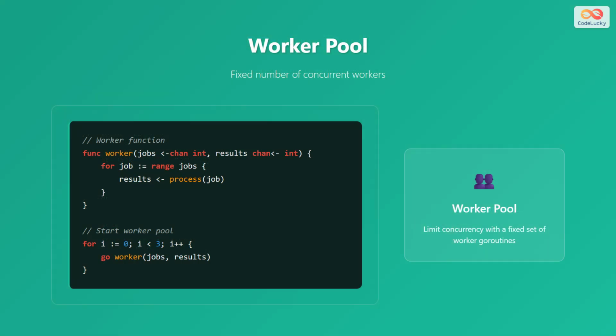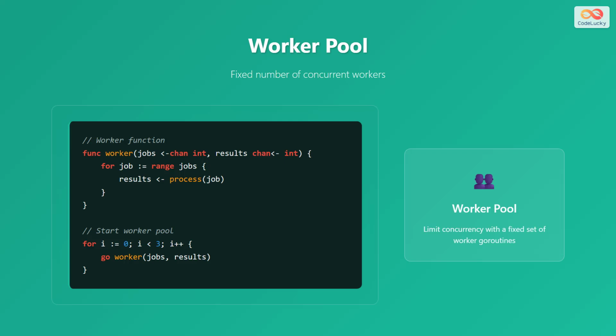The worker pool pattern uses a fixed number of concurrent workers to process jobs, limiting concurrency to manage resources efficiently. Here's how it's set up. A worker function receives jobs from a jobs channel and sends results to a results channel. Inside the function, a range loop iterates over the jobs channel, processing each job and sending the result to the results channel. To start the worker pool, launch multiple worker Goroutines.